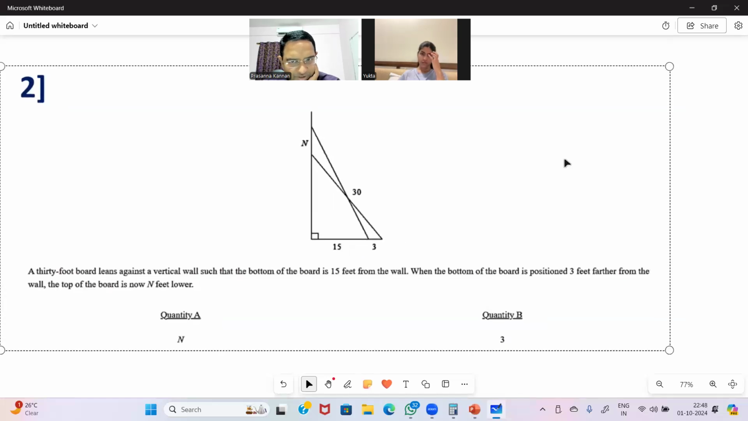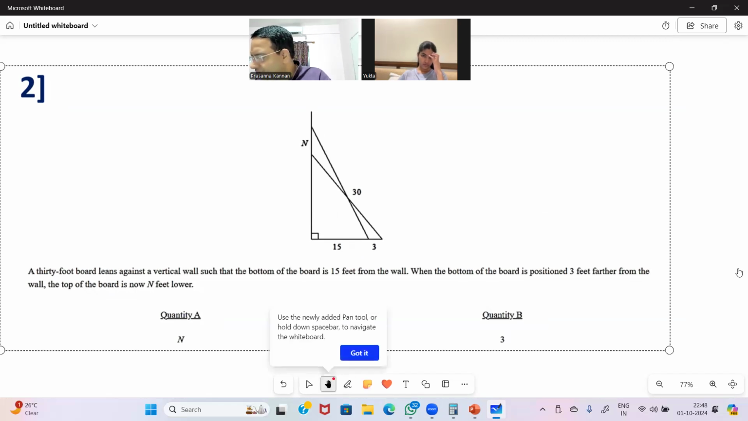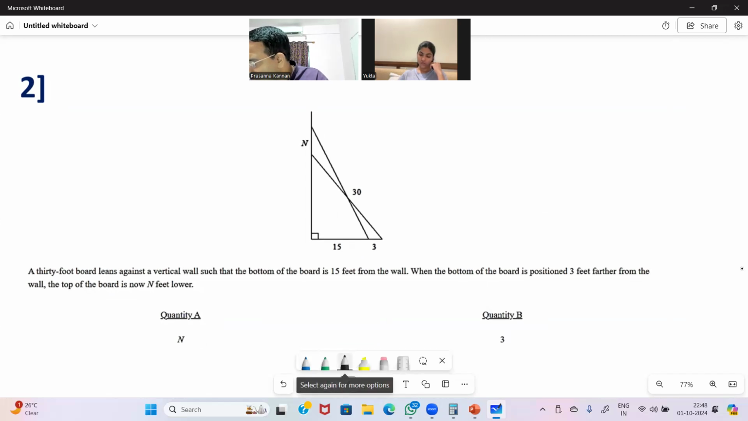So a 30-foot board leans against a vertical wall such that the bottom of the board is 15 feet from the wall. So this is the initial condition, correct? Let me just mark it with black. The distance from the wall was 15 feet, and the length of the board is 30, correct? 30-foot board.